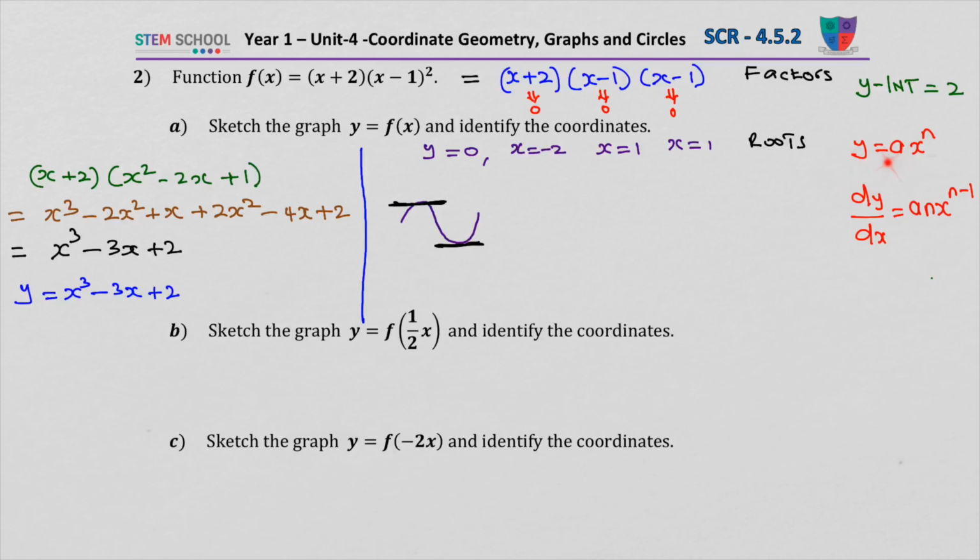So if y = ax^n, then dy/dx = anx^(n−1). To do that, we go from cubic to quadratic. So it will give us two solutions of x where the turning points will be. And that's how to use the formula. So I'm going to apply this formula to each of these three terms.